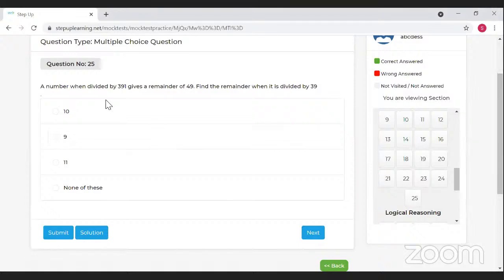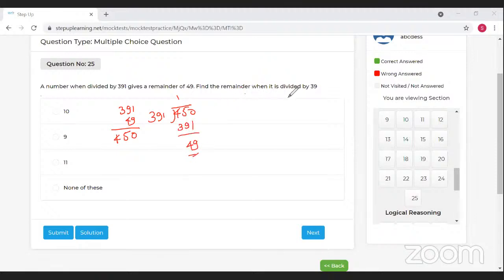A number when divided by 391 gives a remainder of 49. Find the remainder when it is divided by 39. So again, 391 gives a remainder of 49. So you take the first number, same process, 391 plus 49 you do. What you will get? 450. So when 450 is divided by 391, you will get 49 as the remainder.